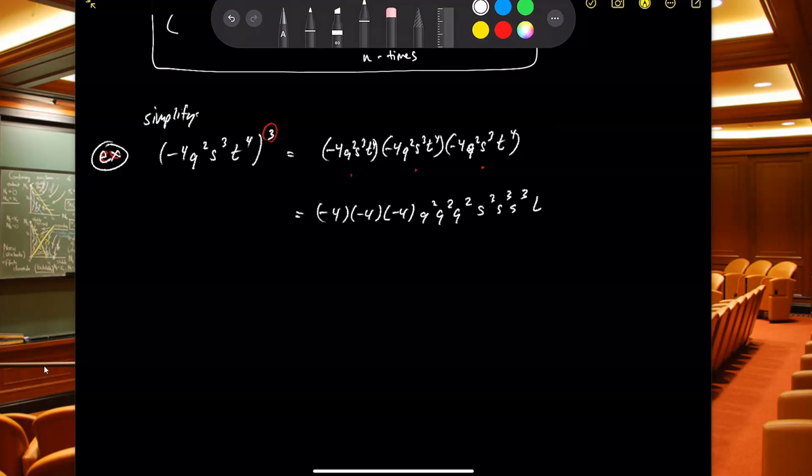All my s terms, and then all my t terms. I should have 3 of each, right? Because of 1, 2, 3 coming from that. And now we can simplify. So negative 4 times itself 3 times is what? Negative 64. How many q's do I have?